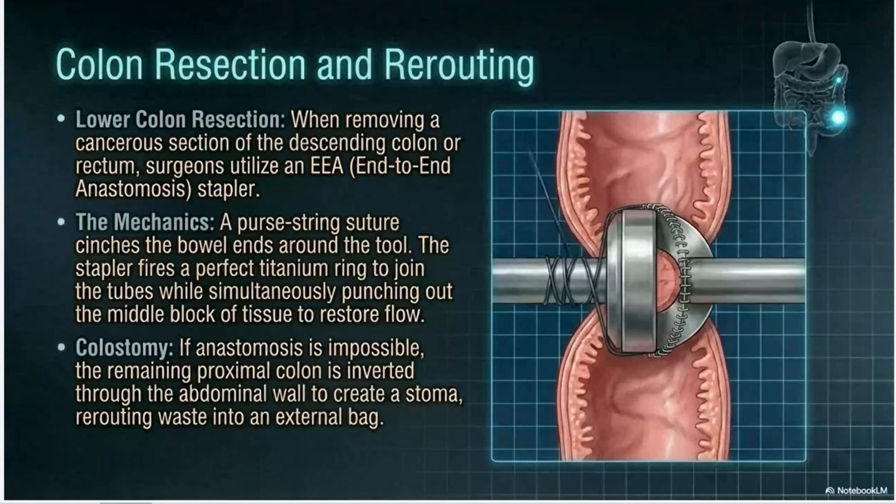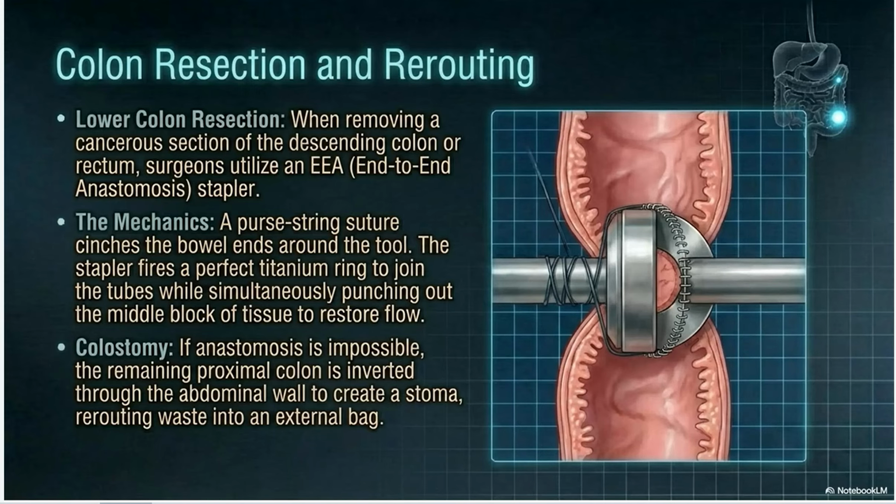Colon resection and rerouting. This slide introduces procedures that involve removing diseased portions of the colon and reconnecting the remaining sections. Colon resections are commonly performed to treat conditions such as colon cancer, severe diverticulitis, or traumatic injury. During the procedure, the surgeon identifies and removes the diseased segment of the colon while preserving as much healthy tissue as possible. After the affected section is removed, the remaining ends of the colon must be reconnected.